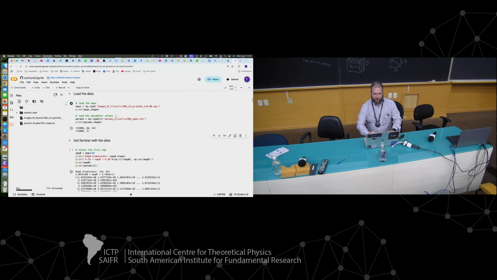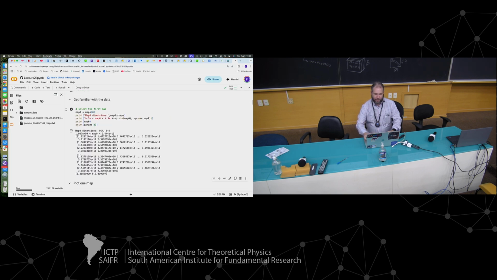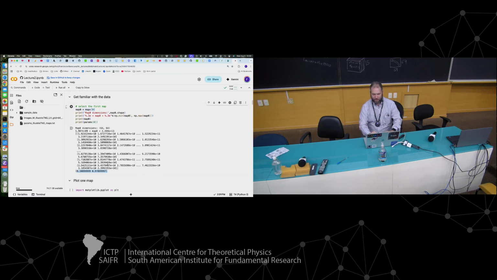All right, so I'm loading this. Here I'm just printing some information. I'm taking, for instance, the first map and asking what the dimensions are. The dimensions are 64 by 64. I'm also printing the maximum and the minimum values, and the value of the cosmological parameters. For this one, omega matter is 0.3, and sigma 8 is almost 1.